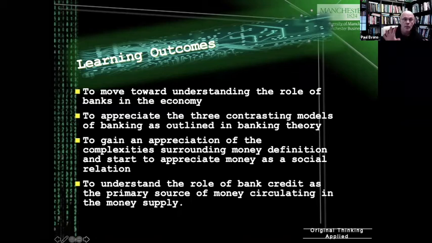And there are 3 models. Firstly, you've got banks as financial intermediaries, then you've got the fractional reserve banking model, and then you've got banks as the producers of credit.